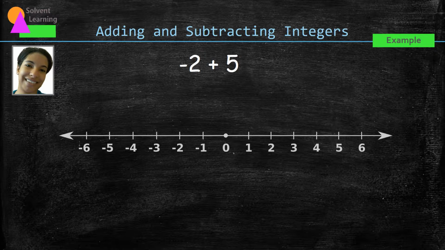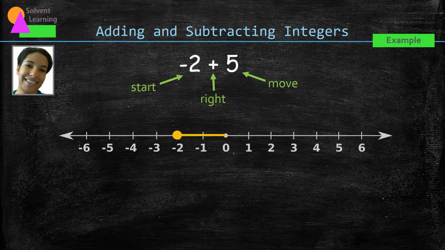Okay, here's our first example, -2 plus 5. Our first number tells us that we're going to start at -2. Our second number tells us that we're going to move 5 units, and then we look to the sign in between to tell us what direction. And since we have an addition sign, we're going to move to the right. So we start at -2, and we're going to move 5 units to the right.